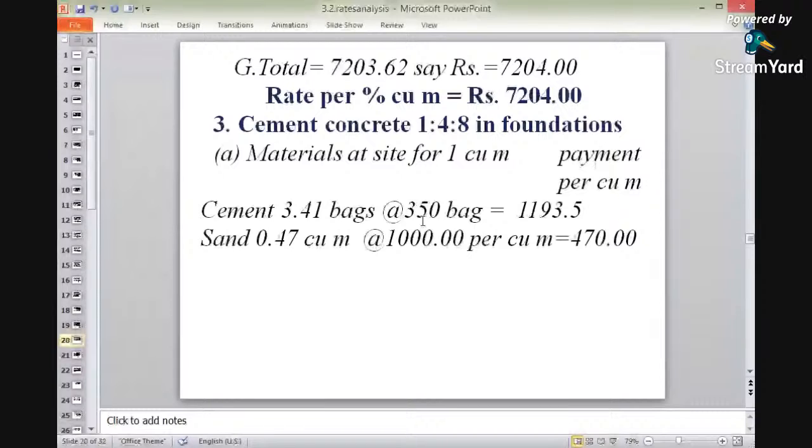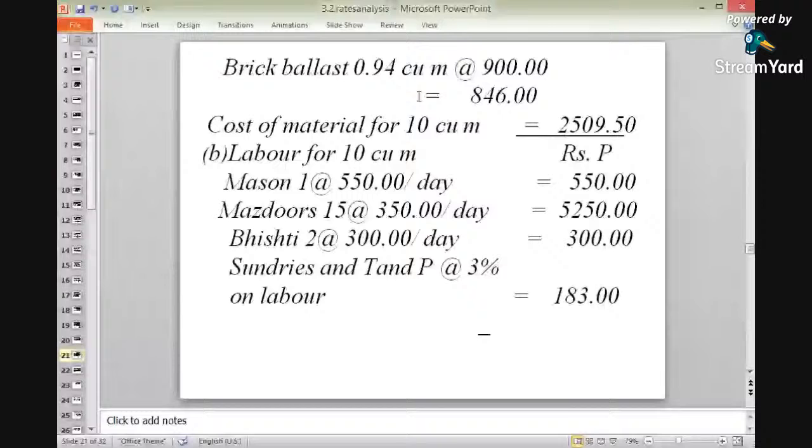How much quantity of sand is required? 0.47 cubic meters. The rate of sand per cubic meter is 1000, it could be plus or minus also. 1000 we have taken in this case. So 0.47 multiplied by 1000 comes to be 470. These are the materials required. Again, brick ballast can also be required, 0.9, so it has been taken as 900. The cost of brick ballast, we have multiplied this, comes to be 846.